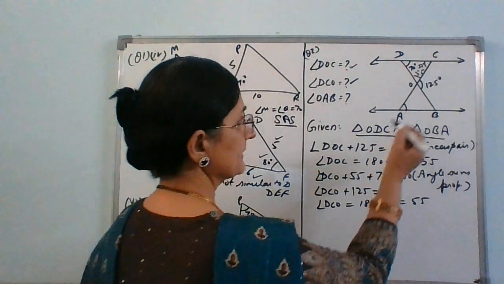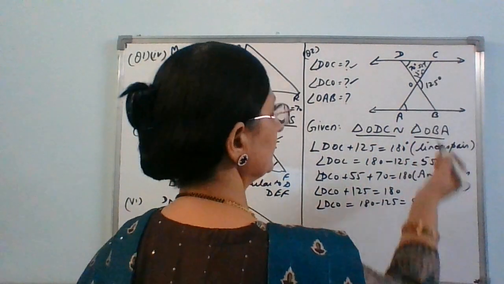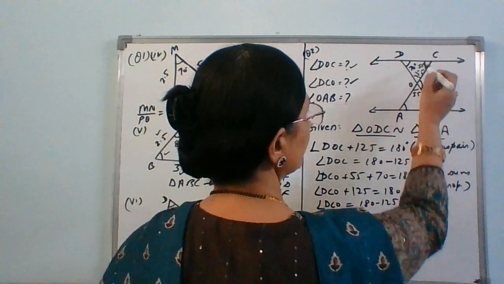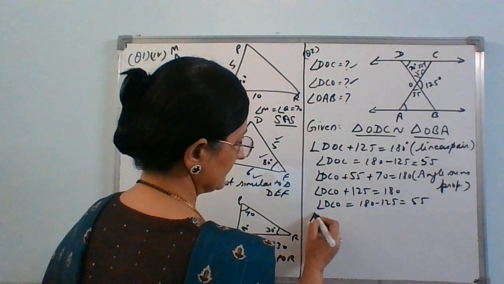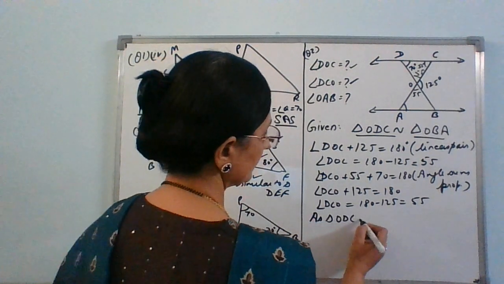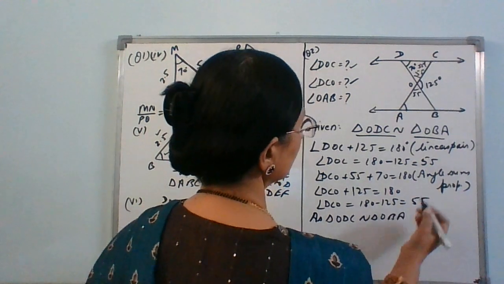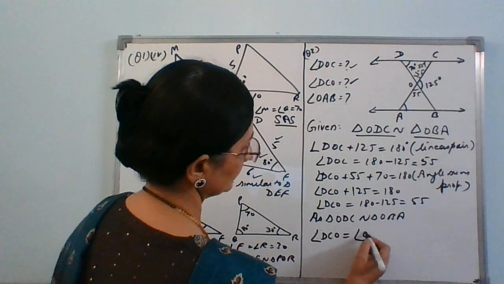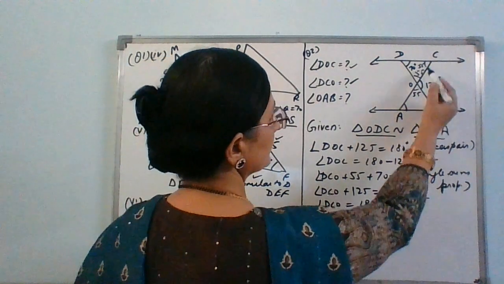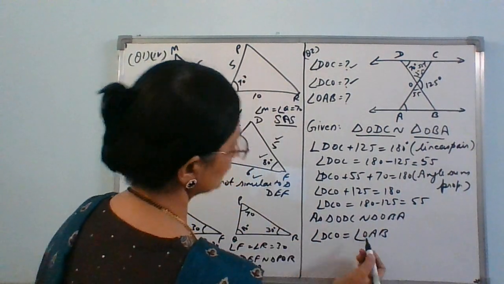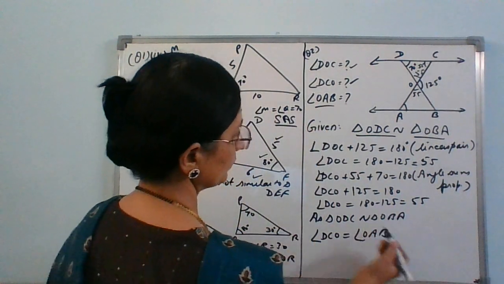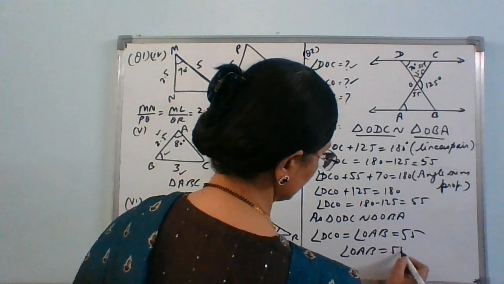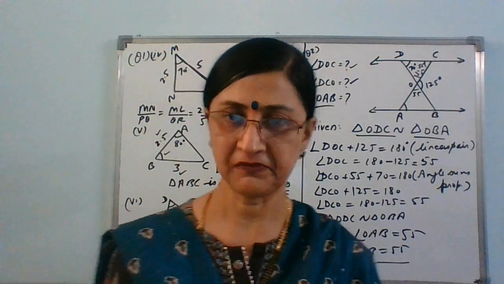Here, as it is given these two triangles are similar, as these two triangles are similar, here it's vertically opposite, this will be 55. So by AA, as triangle ODC is similar to triangle OBA, we can say AAA. So angle DCO will be equal to angle OAB. This angle equals this angle equals this angle. We are supposed to find OAB, so that is equal to DCO. And DCO we have as 55. It means angle OAB is also 55. So all the three angles are 55, 55, 55.